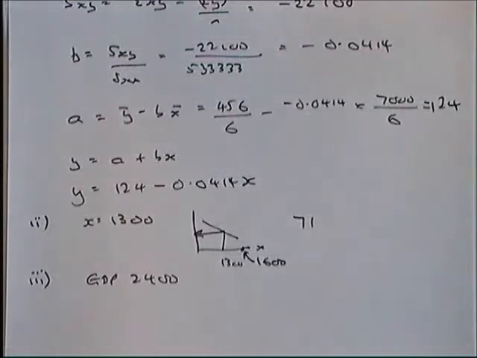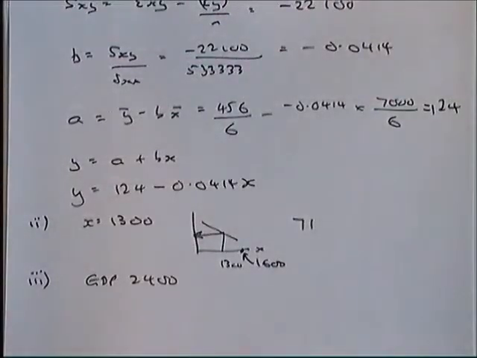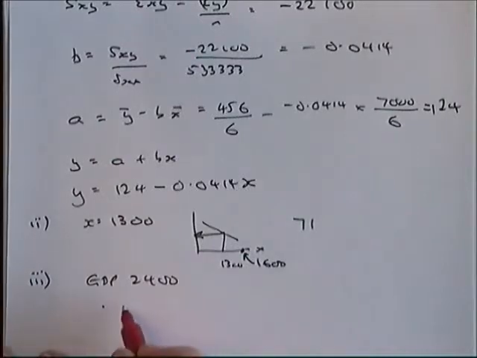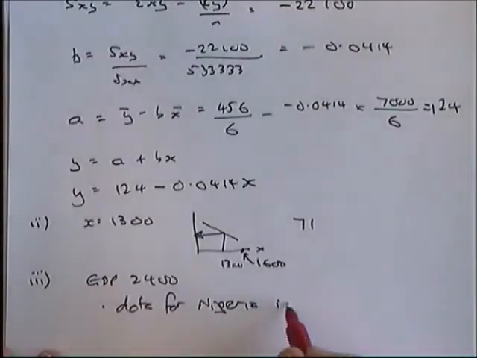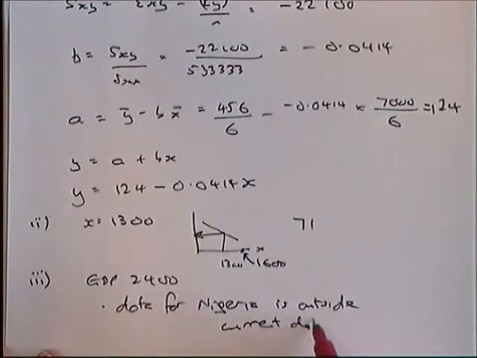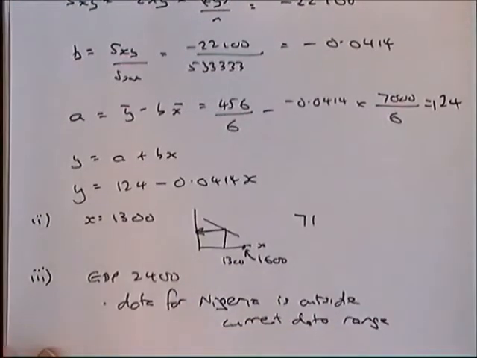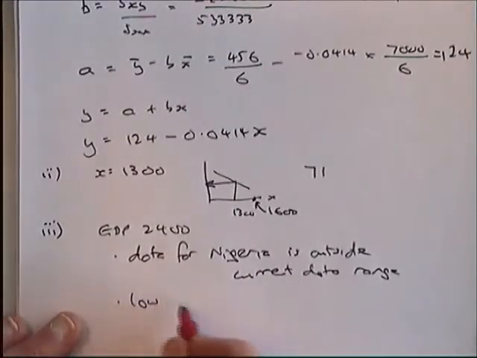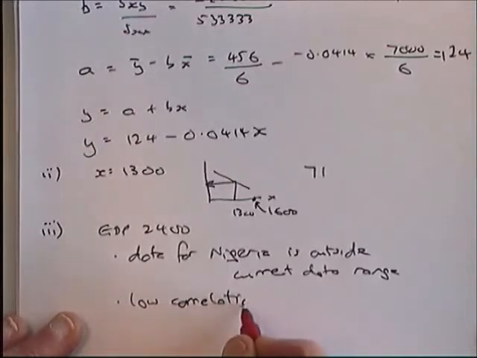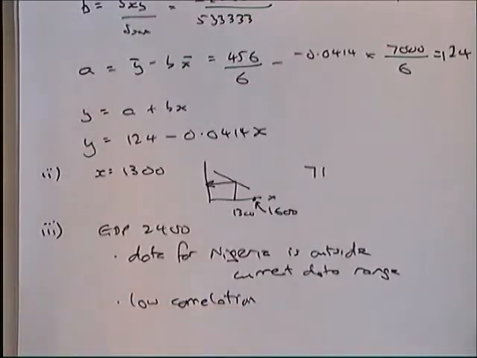The second thing, if you look at the graph, the correlation on the graph, if you look at how closely those points are arranged to the line, it's not actually a very strong correlation. So we're talking about that, we'll get you your second mark. So the first mark is that the data for Nigeria is outside our current data range. And the second point would be, actually, if you look at the layout of the points to the line, it's quite a low correlation anyway. And as it's quite a low correlation, that would make our prediction even less reliable.